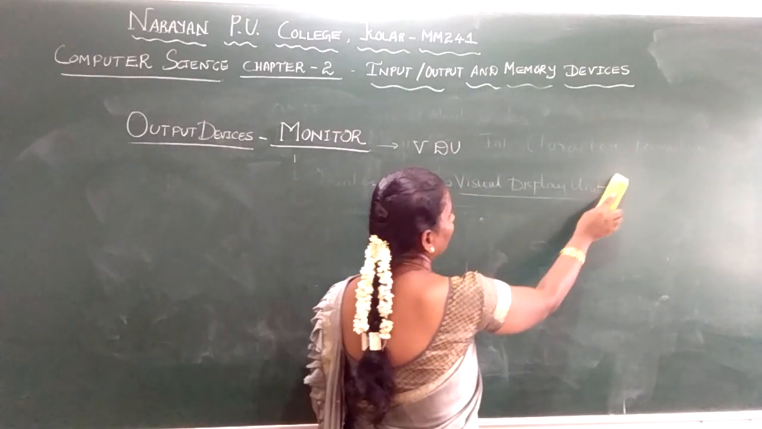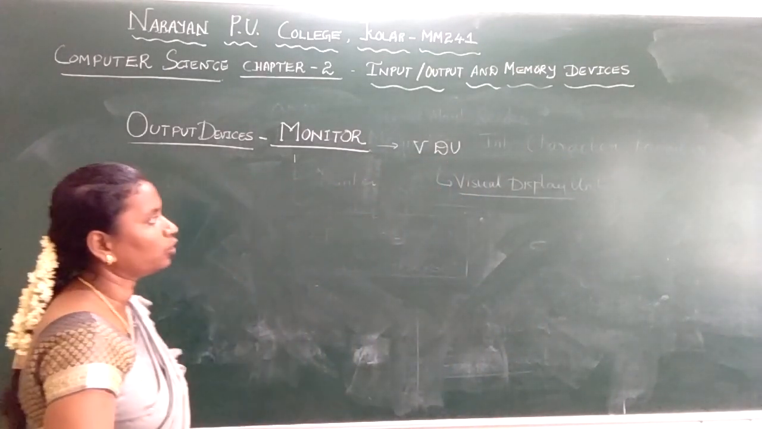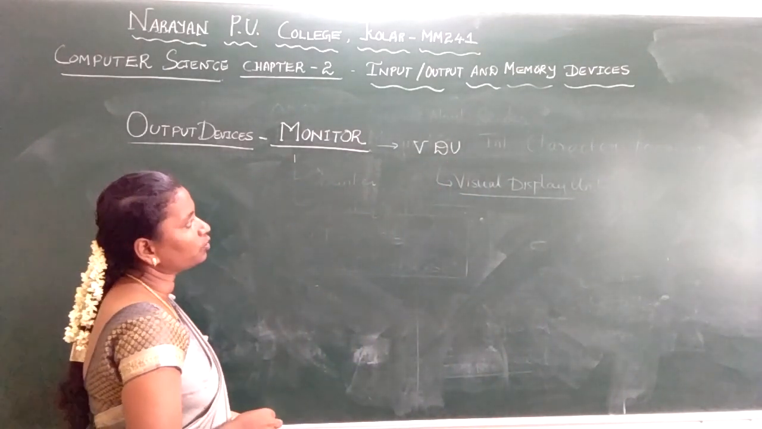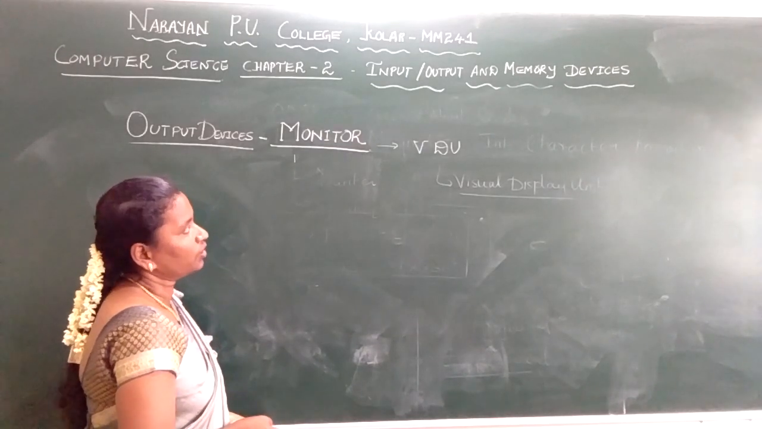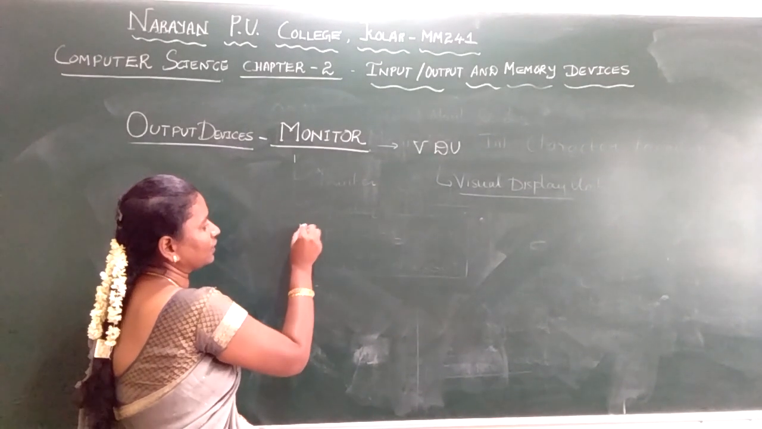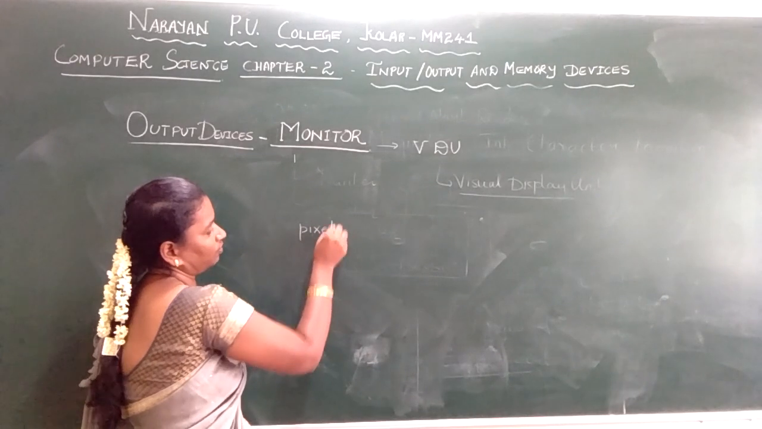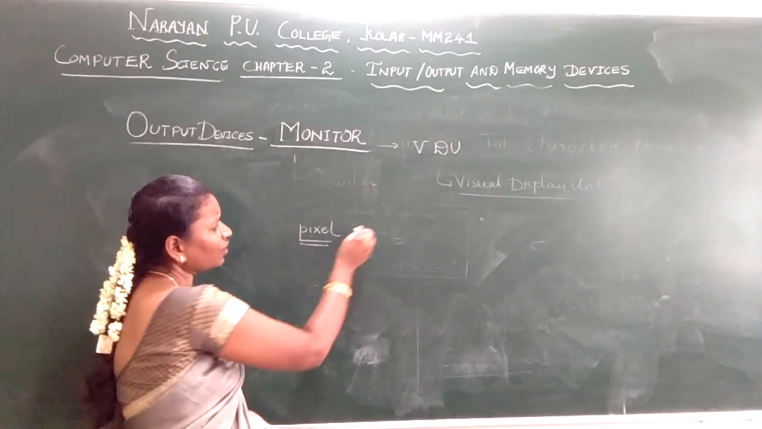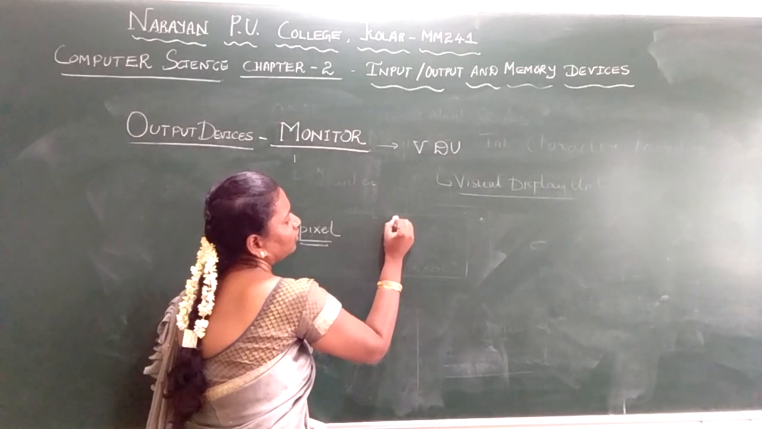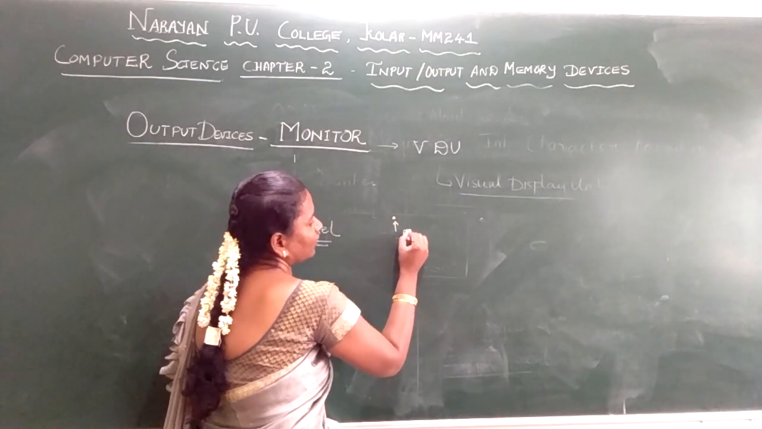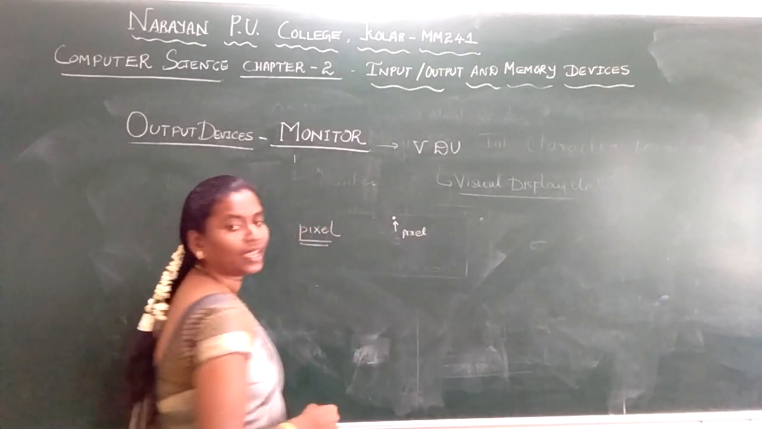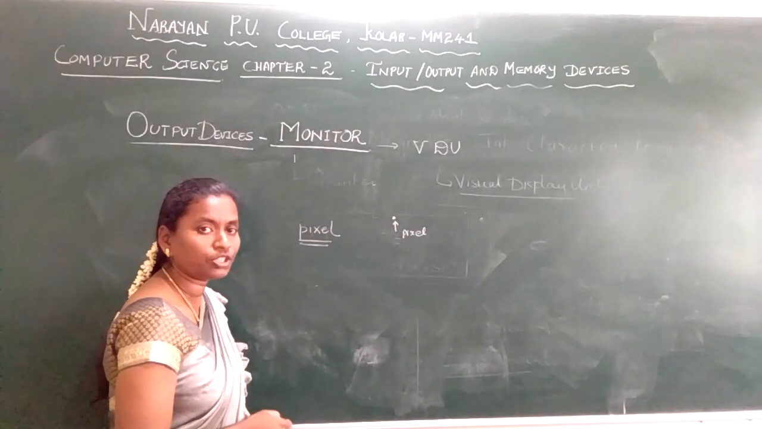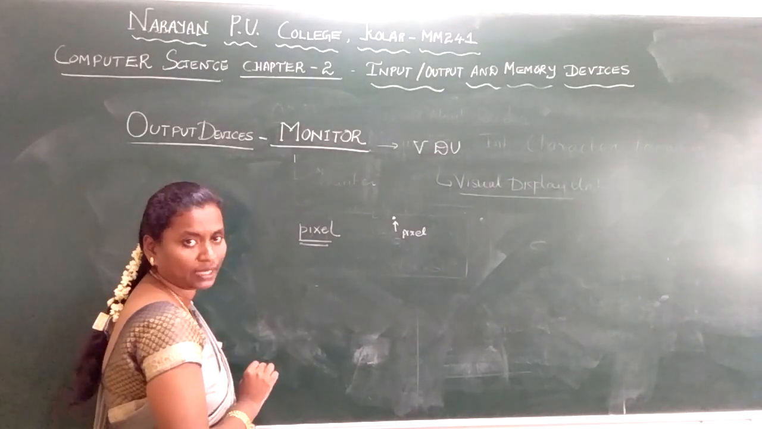The other name for monitor is VDU. It is called a visual display unit. When I talk about the monitor, I should talk about pixel. What is a pixel? Suppose this dot, I call it a pixel. In a computer, the resolution is mainly based on the pixel.